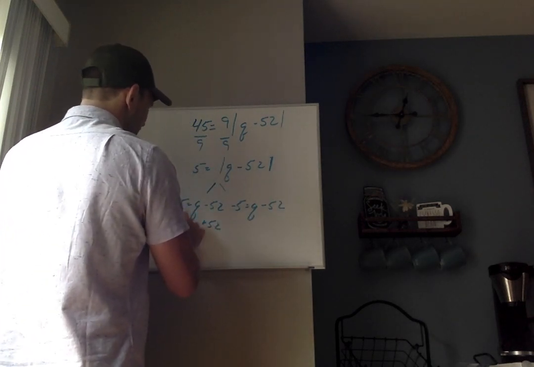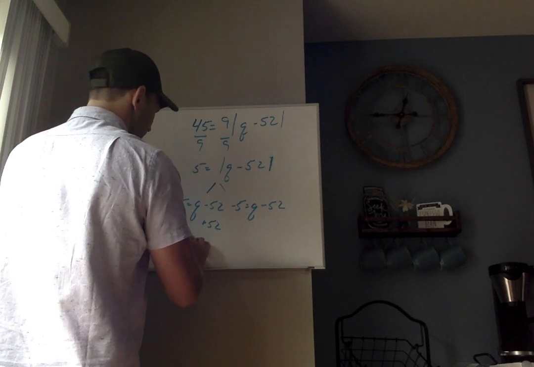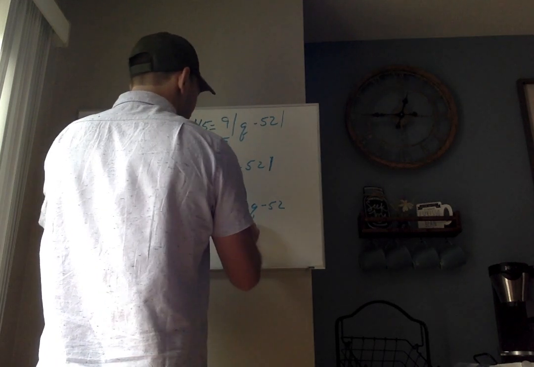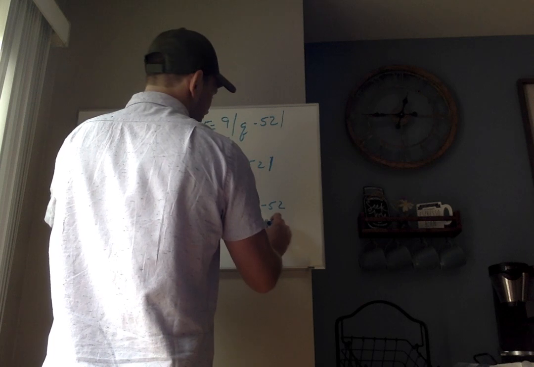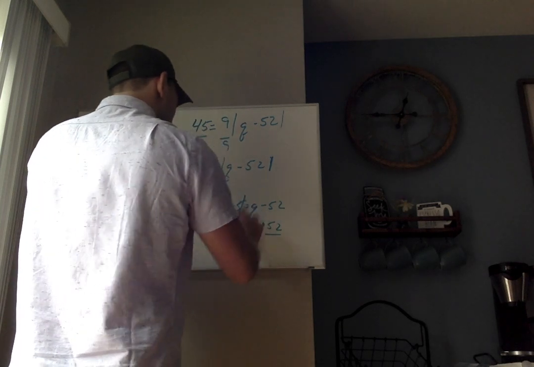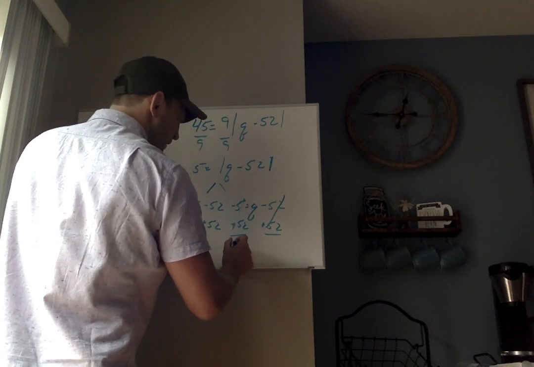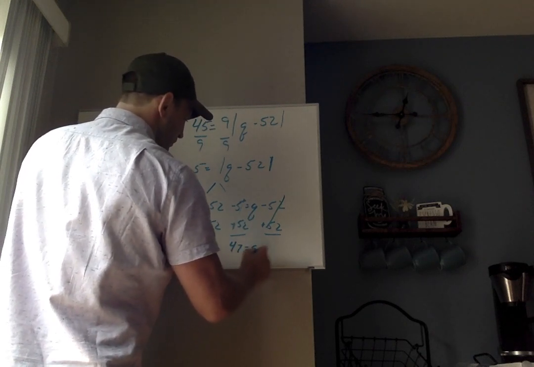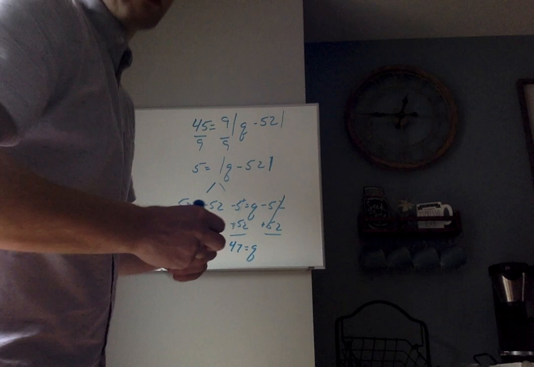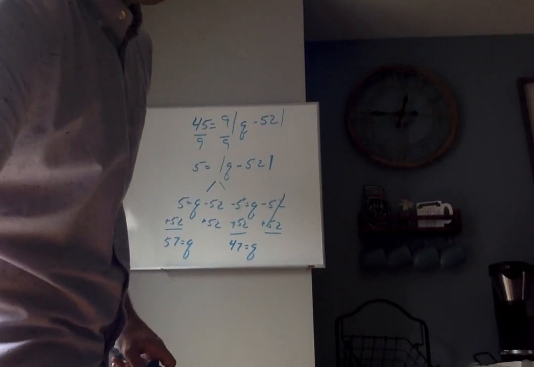So you're going to get here 57 equals q. And over here, when I add 52, sorry about that, I'm going to get, what is that, 47 equals q. So I have 2 points, 57 and 47. So you would plot those 2 points and you'd move on.